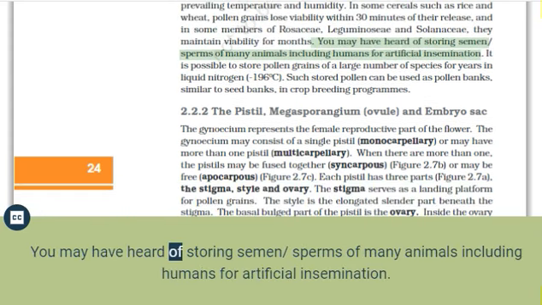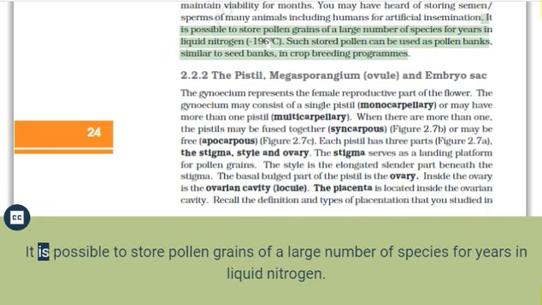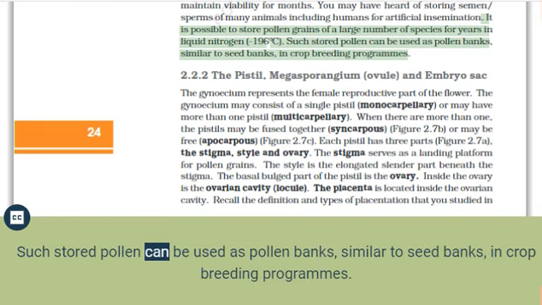You may have heard of storing semen/sperms of many animals including humans for artificial insemination. It is possible to store pollen grains of a large number of species for years in liquid nitrogen. Such stored pollen can be used as pollen banks, similar to seed banks, in crop breeding programs.